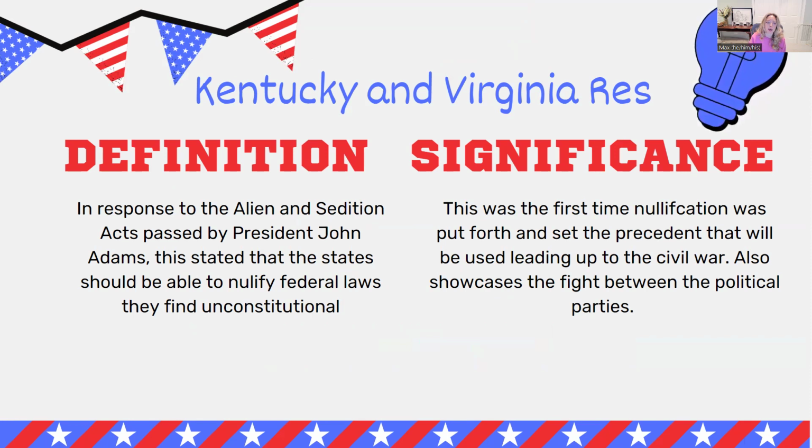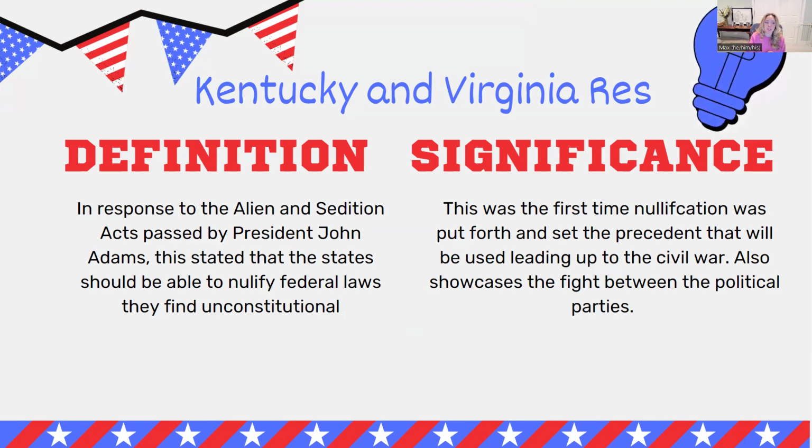It states that he could deport people that were considered alien, and it made it more difficult to become a citizen, and sedition, meaning that you couldn't speak out against the government. And in response to that were the Kentucky and Virginia resolutions.